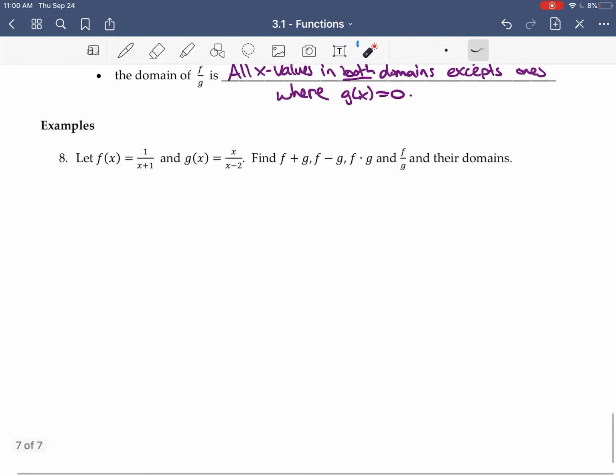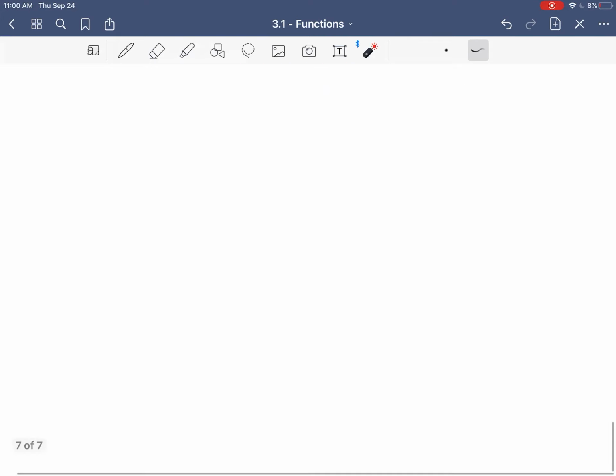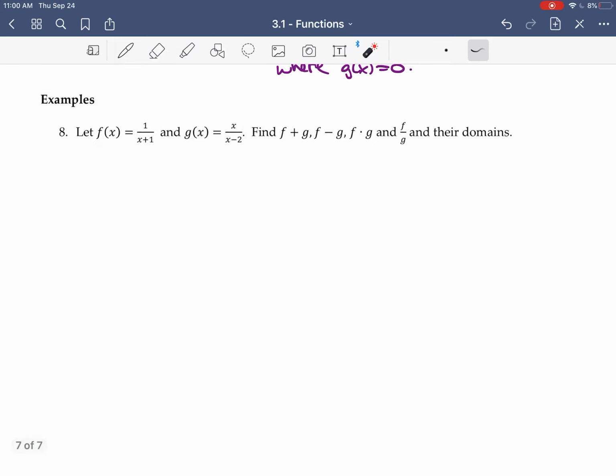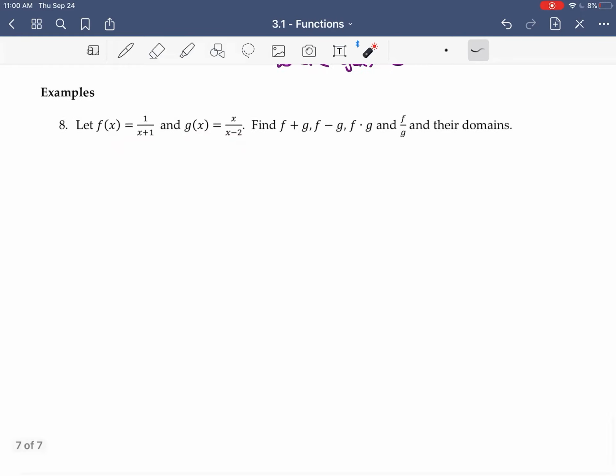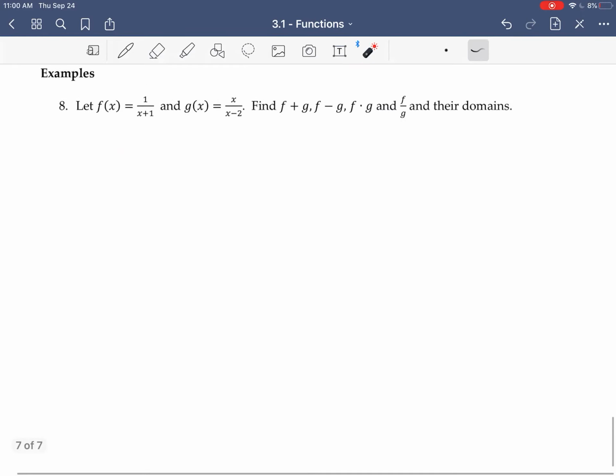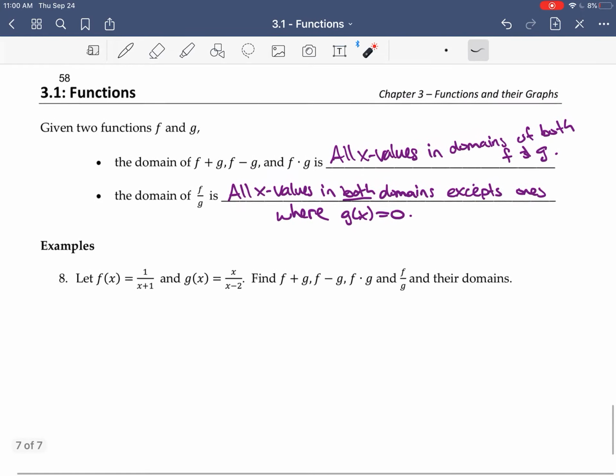Okay, and then I'm going to leave this one for you. Okay, so you want to compute f plus g, f minus g, f times g, and f divided by g with these two functions, and think about what the domains would look like. Okay, so that is intro to functions, and especially function notation. Okay, that's going to be very important.